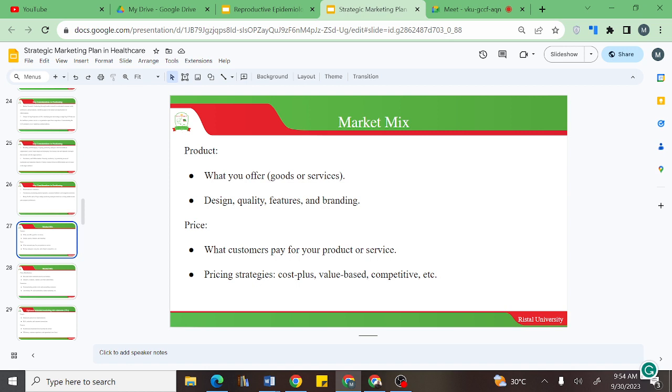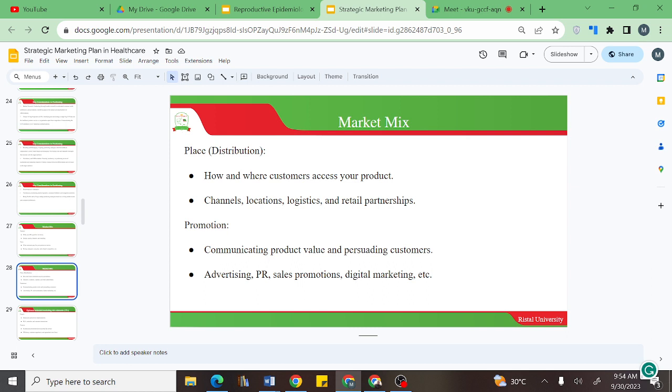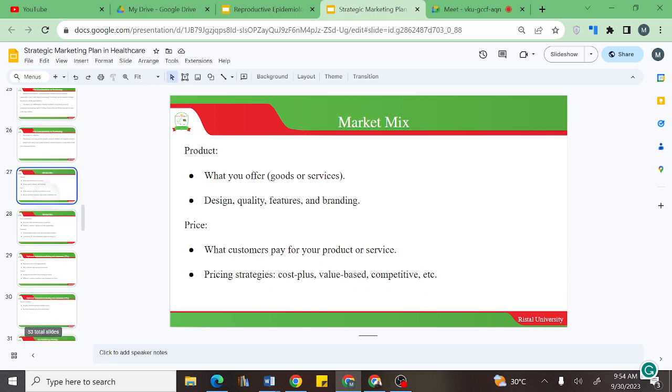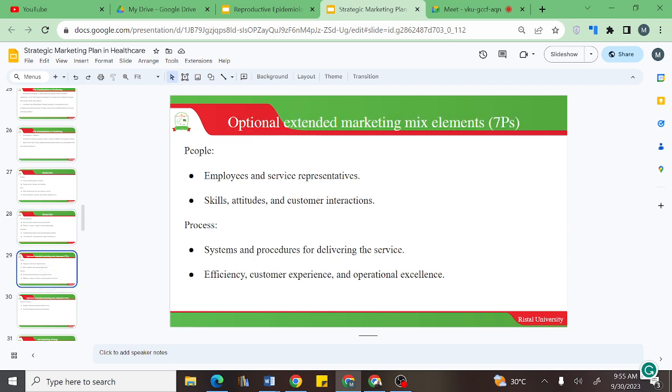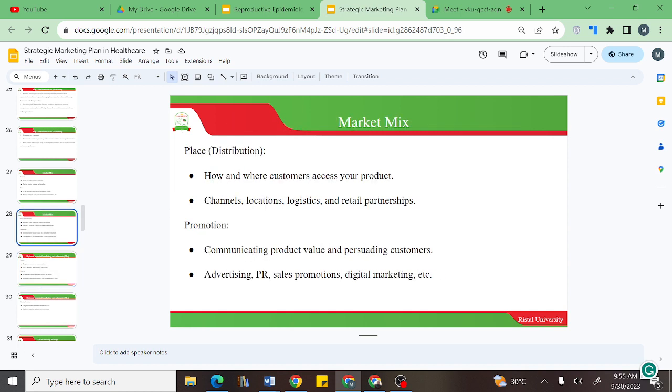So the other thing that you need to look at is what you call the marketing mix. These were basically the four P's of marketing, where we look at the product, price, place, and then promotion. These are basically self-explanatory. What products are you providing, and at what cost? And where can people get your services? What channels, what location, logistics, and what partners do you have? And then the promotion, which is the last P.